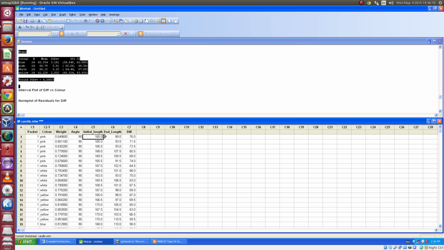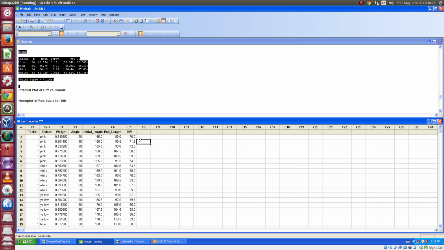So we're not so much, well, we may depending upon the test, but in this case I'm not really bothered about the initial length or the end length. The key thing that I'm looking at is just overall how much is burnt. Now the initial length especially may play a massive role, but in this case I'm just going to assume that the diff is all we're interested in.